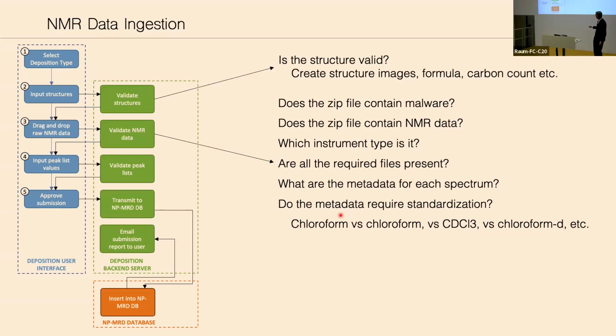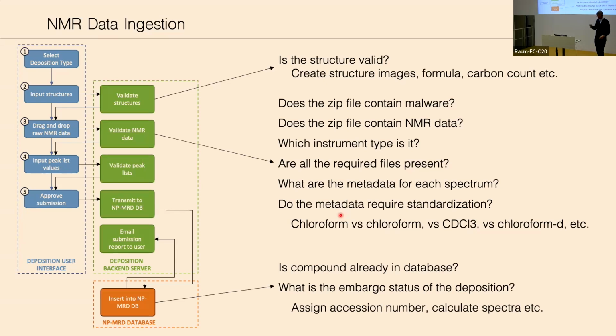And then there's also all the checks we did with the other structured database. They apply to the NMR database as well. I'm going to run out of time here. If the compound's in there already, what's the embargo status? So people are allowed to deposit ahead of publication so that those data are in the data availability statement and they can be made available to reviewers, but not available to the general public, so that your data aren't released ahead of your paper. So we have to keep track of that embargo status and make sure we don't pre-release things we shouldn't, and so on.